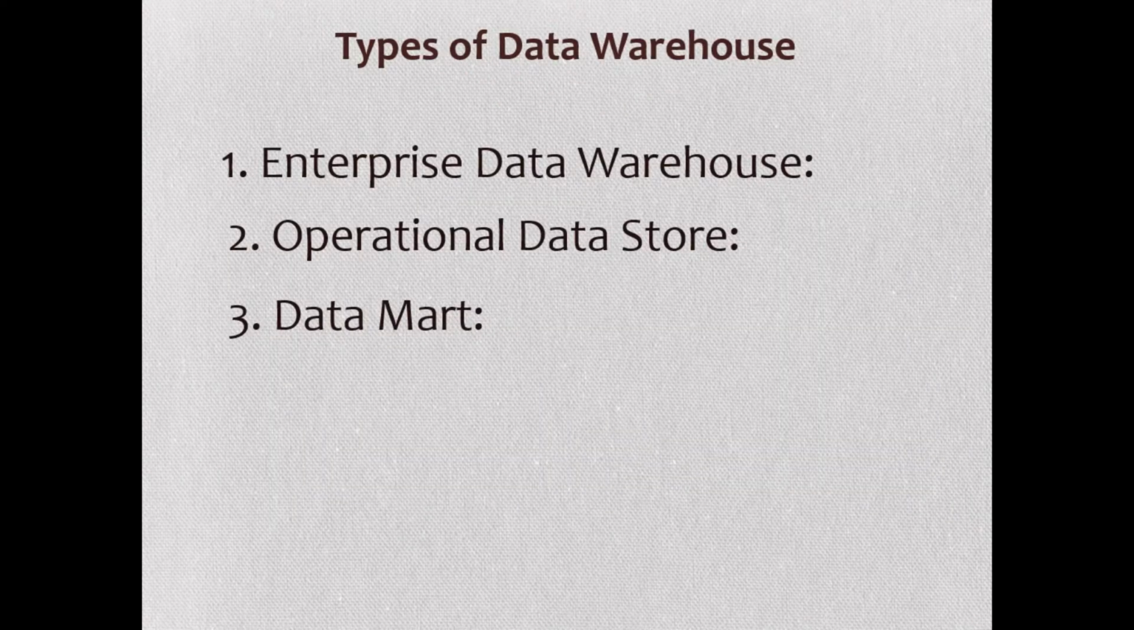Now, how many types of data warehouse are there? There are three types of data warehouse: the enterprise data warehouse, operational data stores, and the data mart. All three work similarly. The enterprise one is what companies depend upon, the operational one means which operations are performed on the data store, and the data mart is the store of the collection.